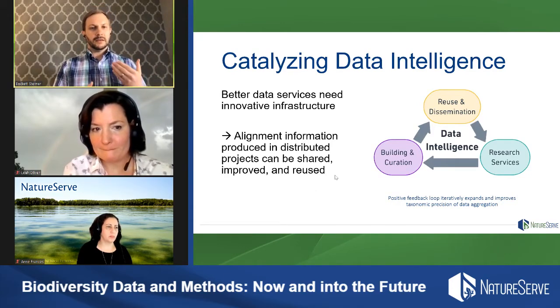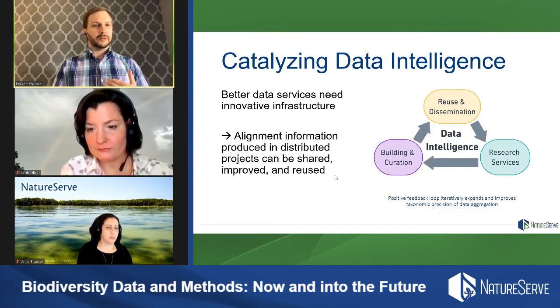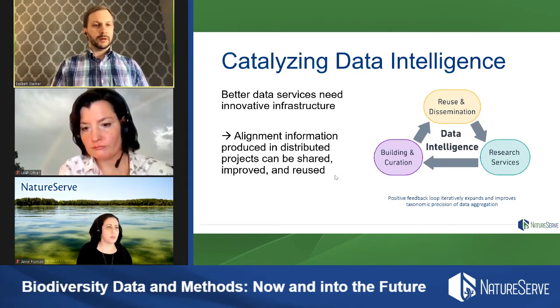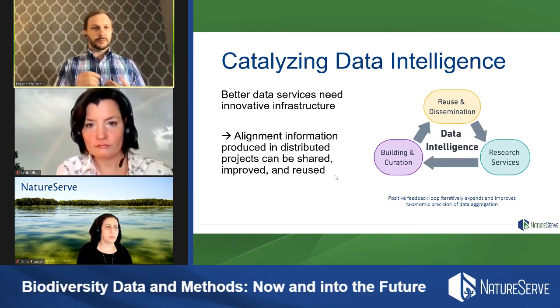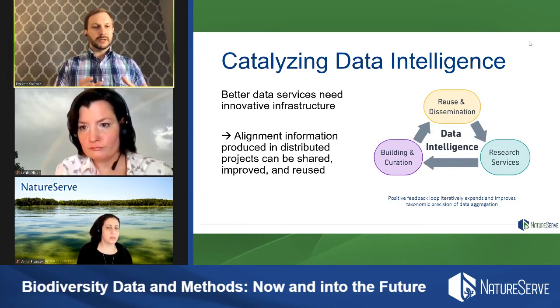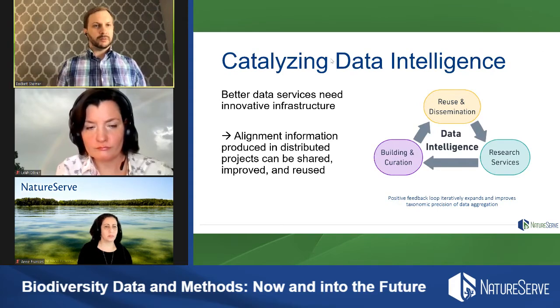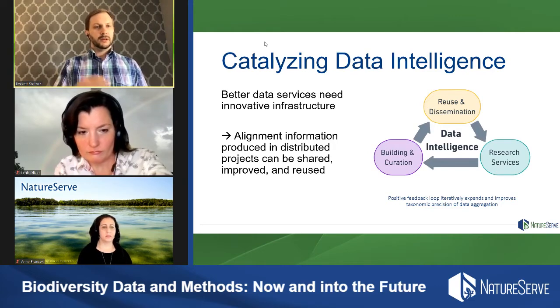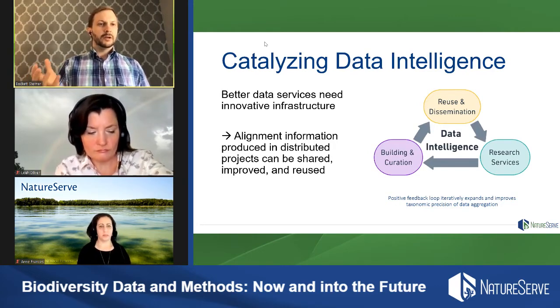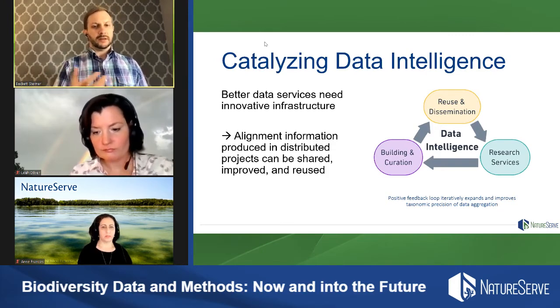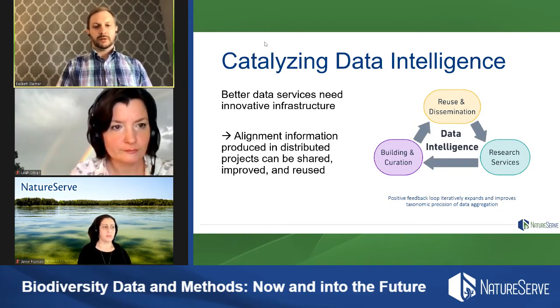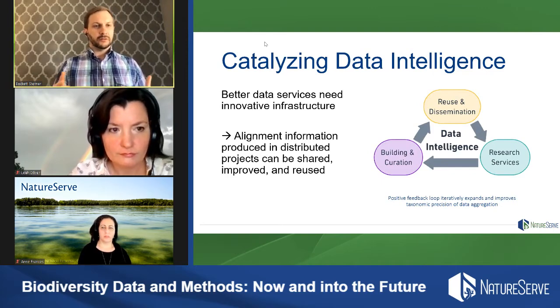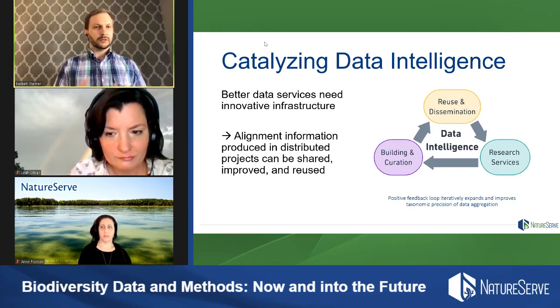And so to make the sort of taxonomically precise data aggregation that we're aiming for possible on a larger scale, we really need innovative infrastructure behind it. And in particular, that can complete this feedback loop between people building and curating alignment information in distributed places and projects, reusing that information, disseminating it across different groups, supporting novel research services, and in turn, whose applications feed back into yet again improved understanding of the relationships between taxonomies. So this closing of the feedback loop is what we need the infrastructure to do, and it's both a social and a technological problem.